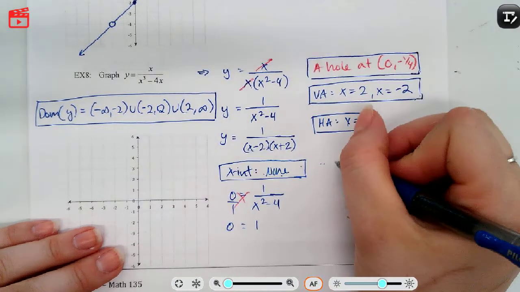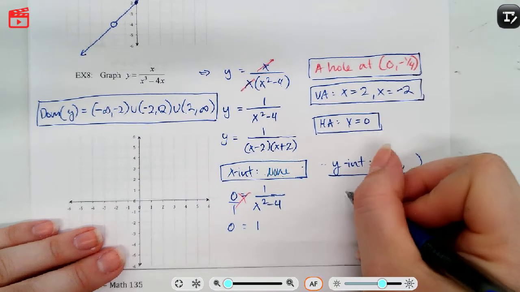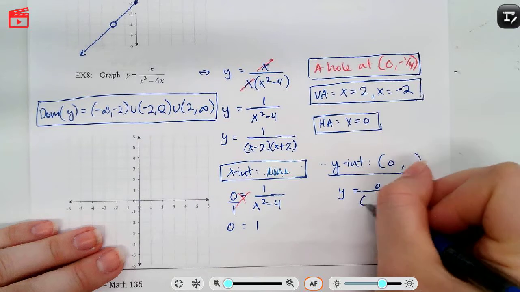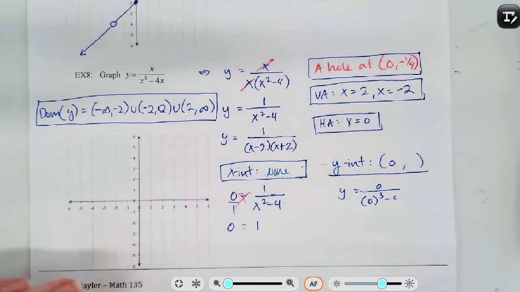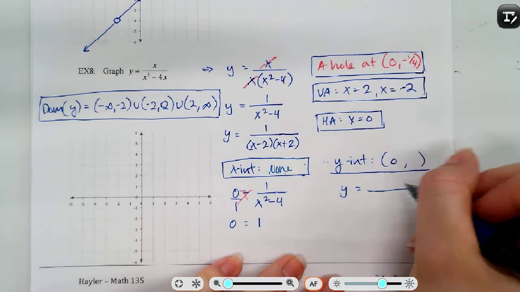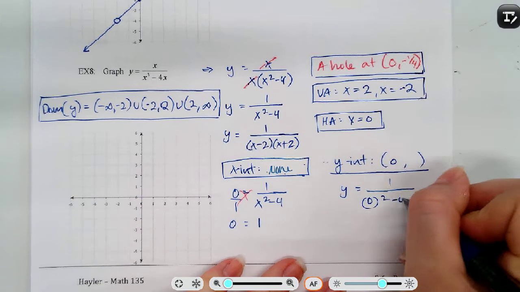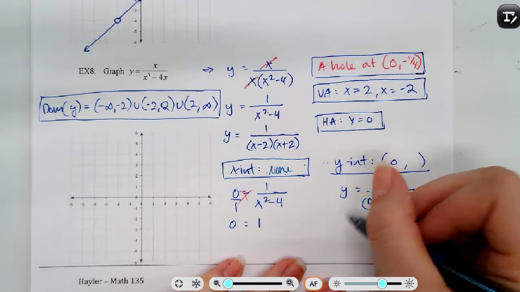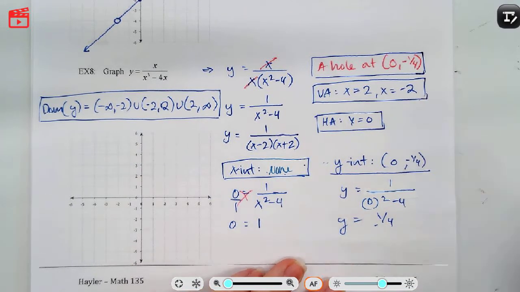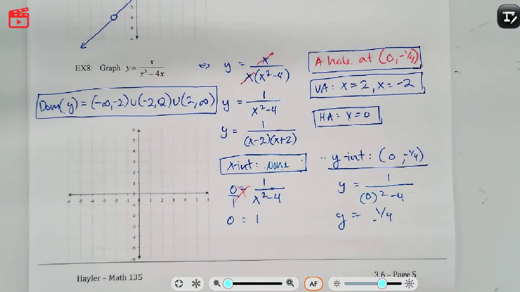Let's try the y-intercept. Setting x to 0. Oops, got to use the original one. Not use the original one, got to use a simplified one. It's going to equal 1/4. But, sadly, that's where my hole is at. So it's actually going to be a hole and not a y-intercept. Okay?